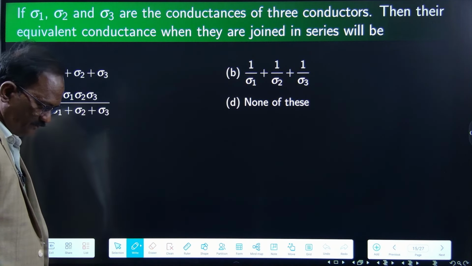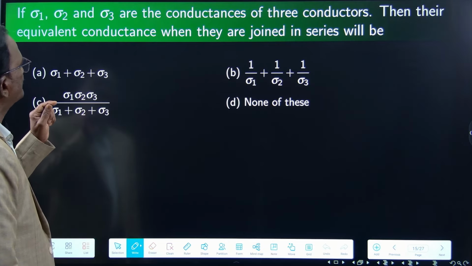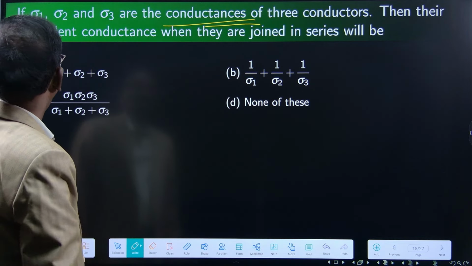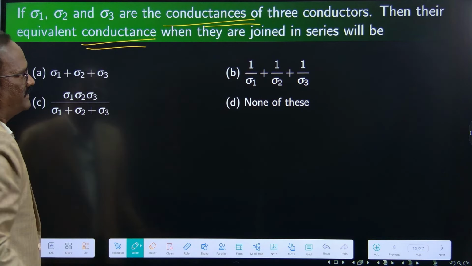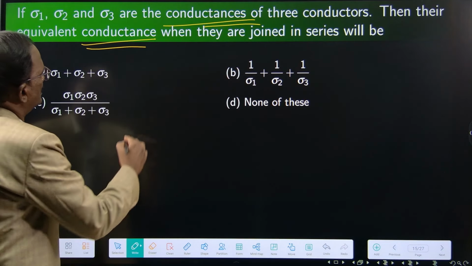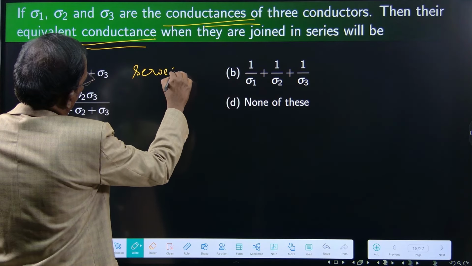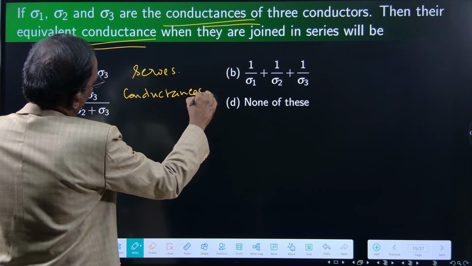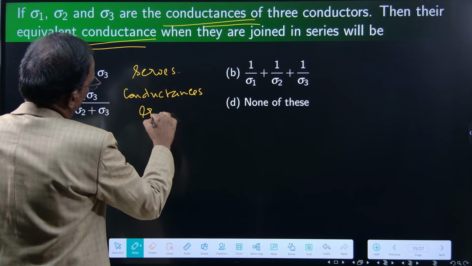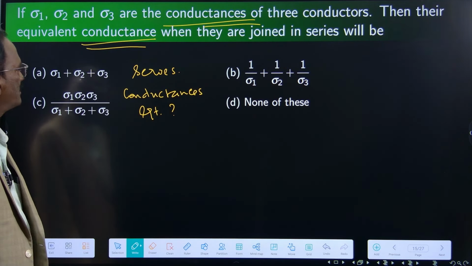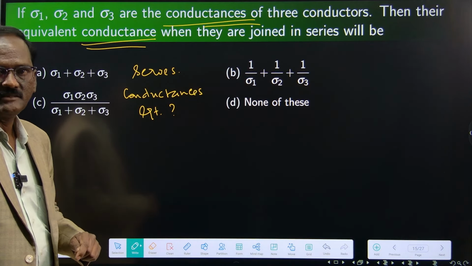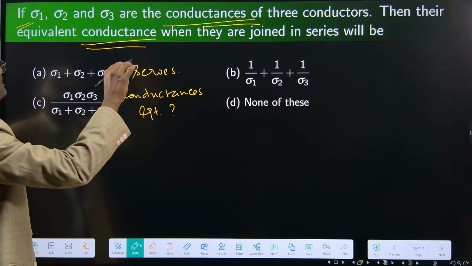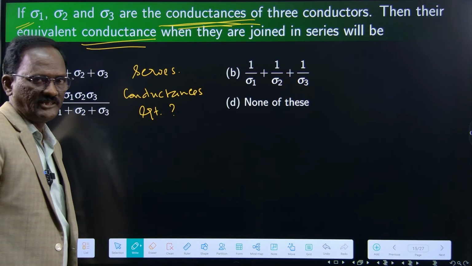If sigma 1, sigma 2 and sigma 3 are the conductances of 3 conductors, then their equivalent conductance when they are joined in series will be what? Series connection, conductances, they are given equivalent value. Actually sigma is conductivity, not conductance, but they are asking us to assume if sigma 1, sigma 2, sigma 3 are the conductances. So we will take that.